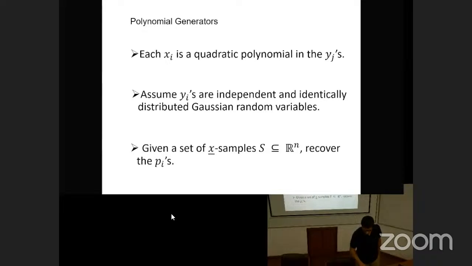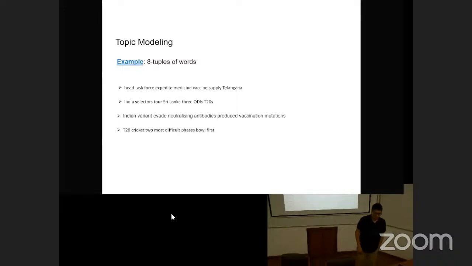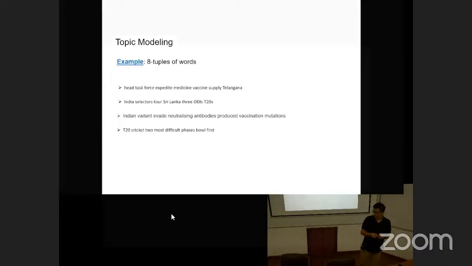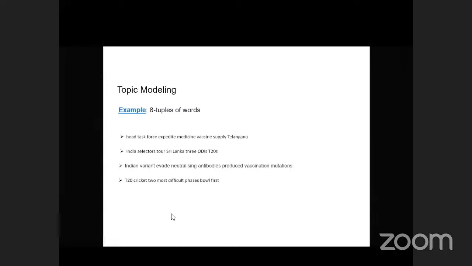The techniques that I will mention will not only be applicable to data which is sets of points, but also to things like textual data. So here's an example. We have pieces of text. Think of small snippets of text, like eight words in each. And take maybe these four snippets of text. There's some sort of structure to it. There are very few examples, so let me just tell you what the structure is. Essentially, there are two groups here. The first and the third snippets are talking about medicine, and the second and fourth are talking about cricket.